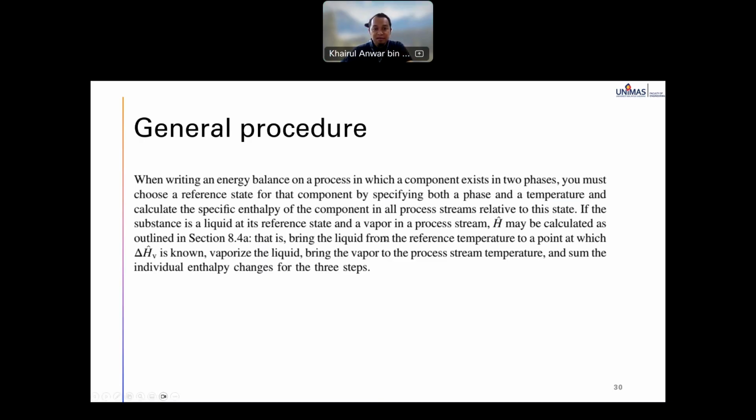and I think in engineering analysis, with which component is in two phases, you must choose a reference state for that component by specifying both a phase and a temperature and calculate the specific enthalpy of the component in all process stream relative to this state. If the substance is a liquid at its reference state, and vapor in the process stream, enthalpy may be calculated as outlined in section 8.4a of the book.